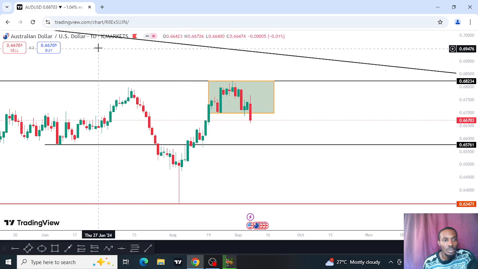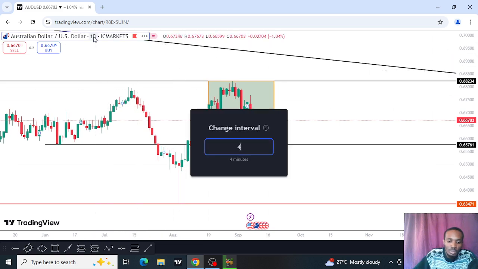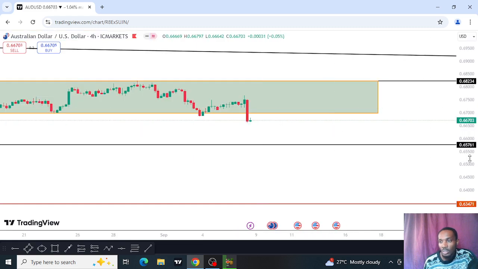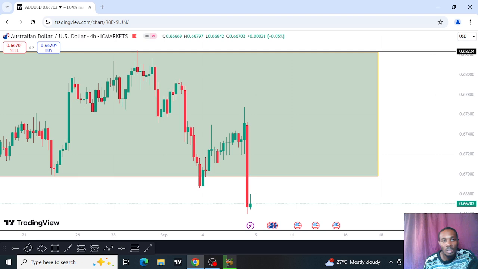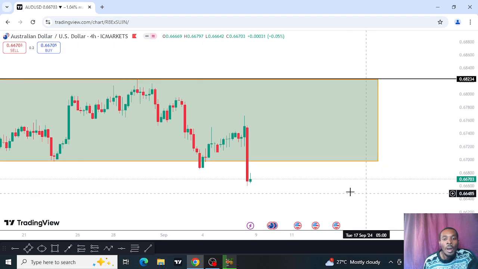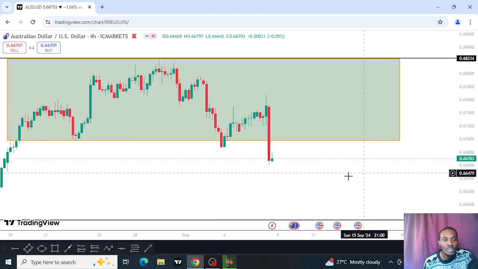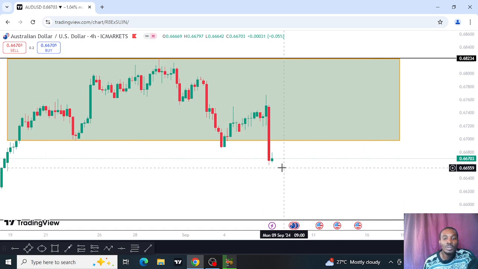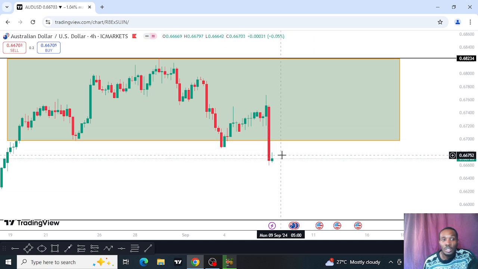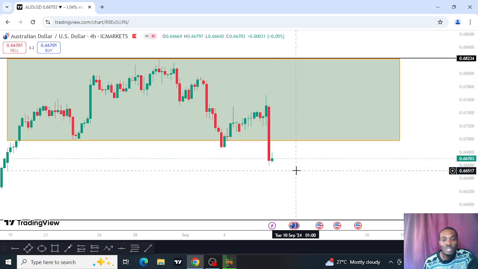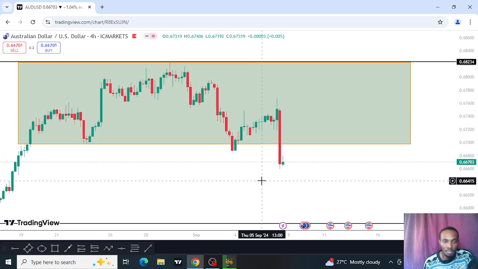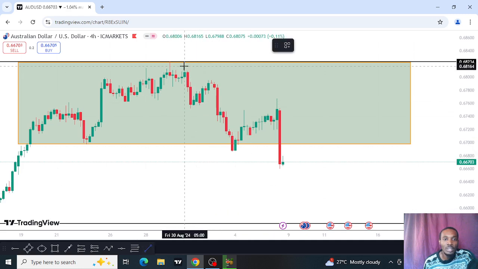So if I should go to my 4-hour time frame, what am I looking at? Right. So I won't just sell this market. If I want to short AUD USD, I won't just short it immediately. I will look for a pullback. Here's what I mean. This is where I tend to do something like this.